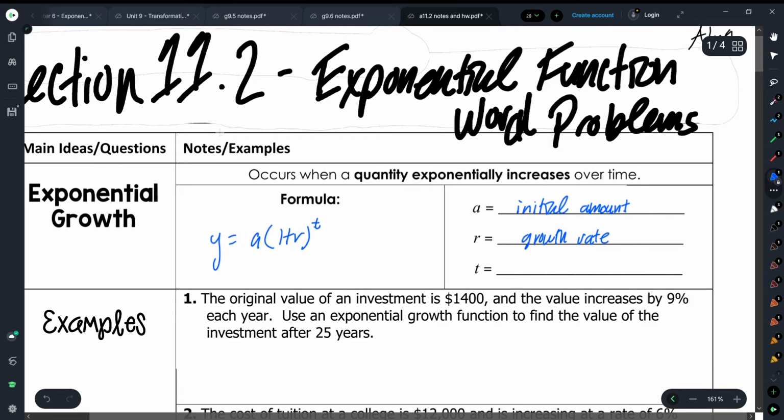This is usually given as a percentage, and you'll have to convert to decimal, which you do by moving 2 decimal places to the left. And then you have a time, which is t. So let's do some examples.